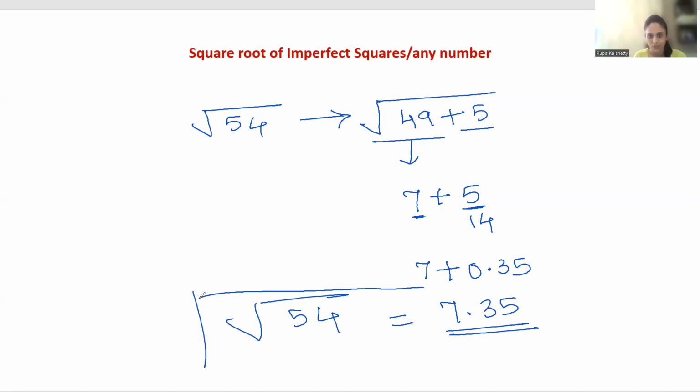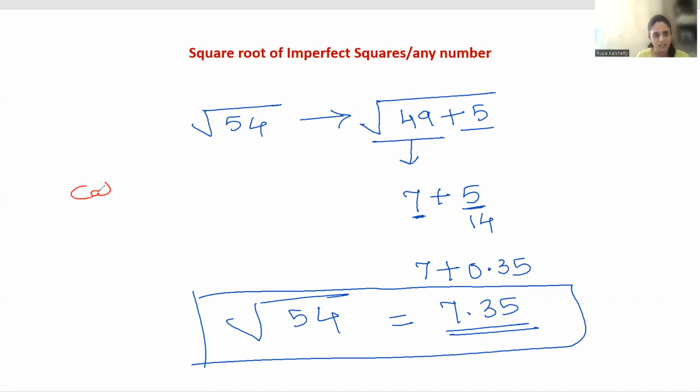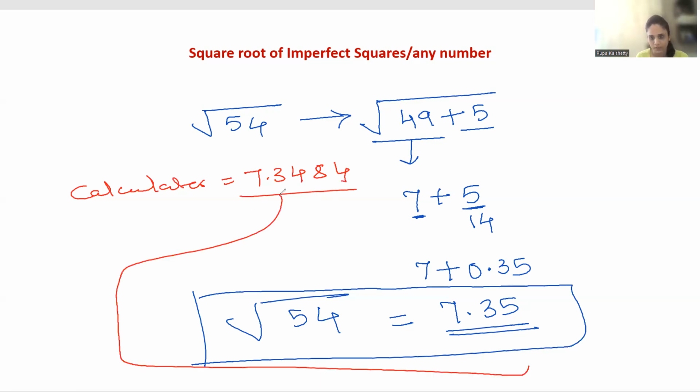You can use the calculator and verify the answer. By using the calculator, you get 7.3484, which is very close to what we have got here. All right. Let's try one more example here.